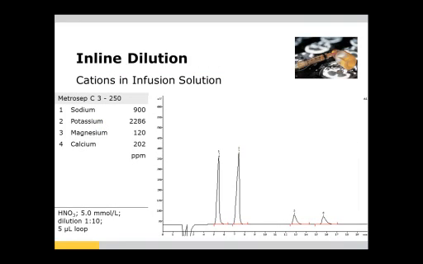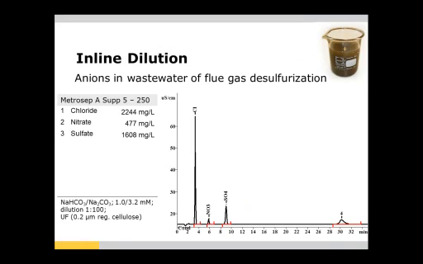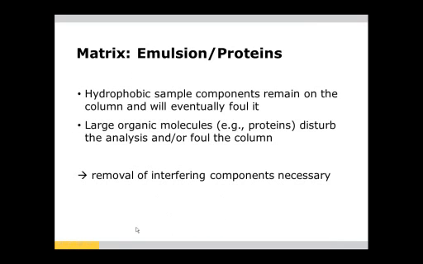A few examples. Cations in the infusion solution: you can look at it, the potassium and sodium concentrations are in the thousands of ppm. Here the sample is diluted 1:10 and then injected to the cation IC system. Inline dilution for the pharmaceutical products containing MDEA as well as piperazine, the sample is diluted 1:20 here. And the anions in the wastewater of a flue gas desulfurization plant require an additional dilution of 1:100 followed by ultrafiltration to remove the particulate matter in the wastewater matrix.